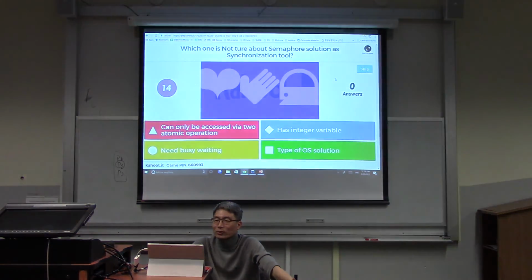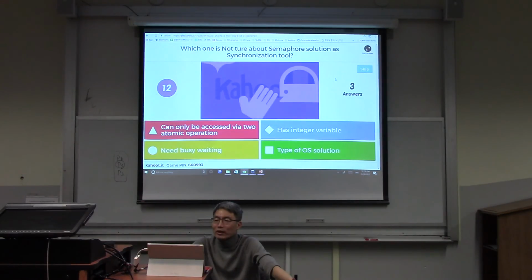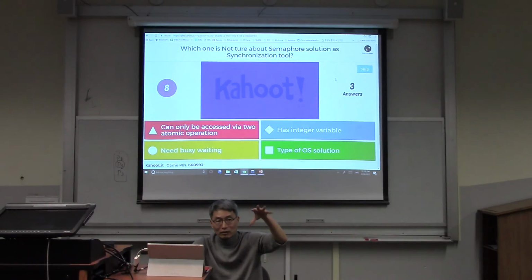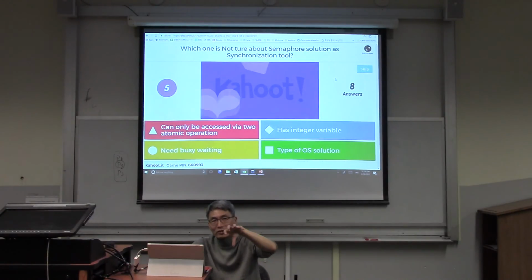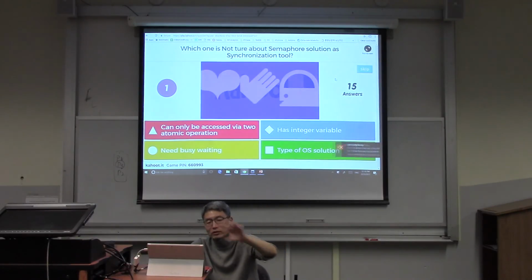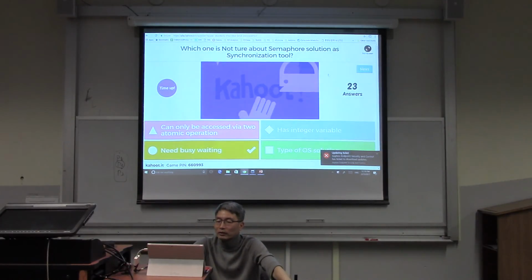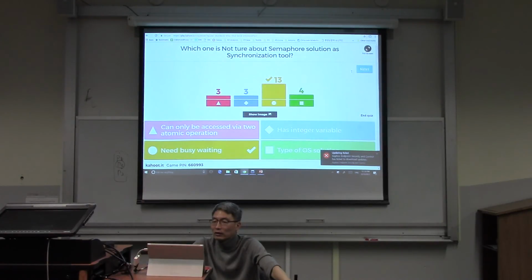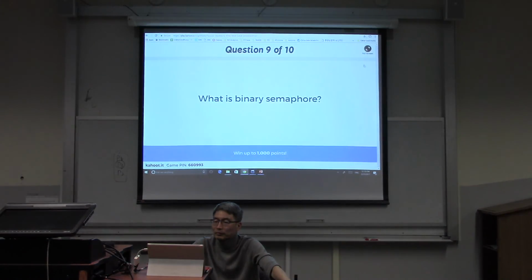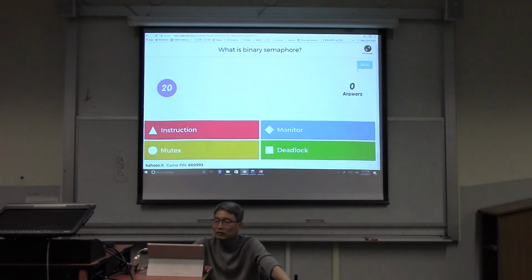Which one is not true about the semaphore solution as a synchronization tool? Semaphore is 0 or 1, that is the mutex, the lock, or you can manage a list of them. Okay. A binary semaphore is the mutex lock. Okay.